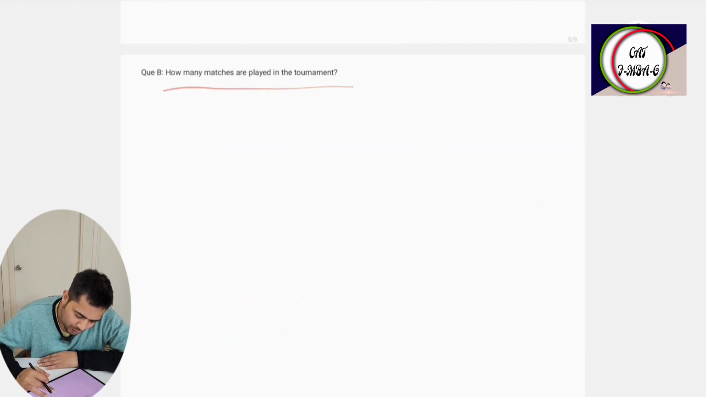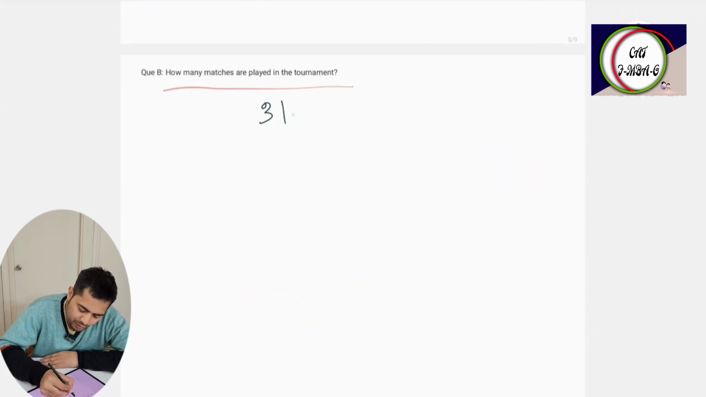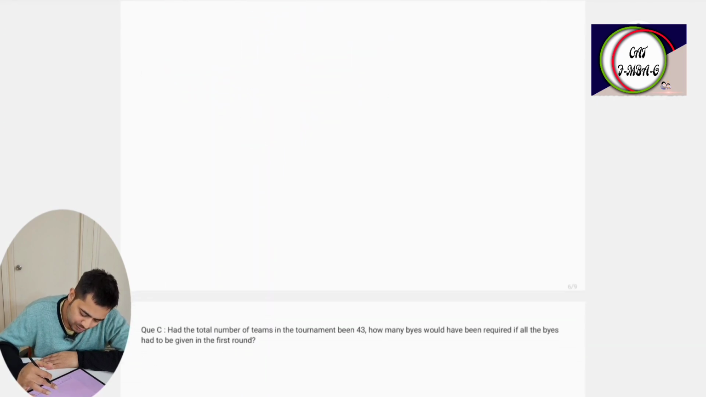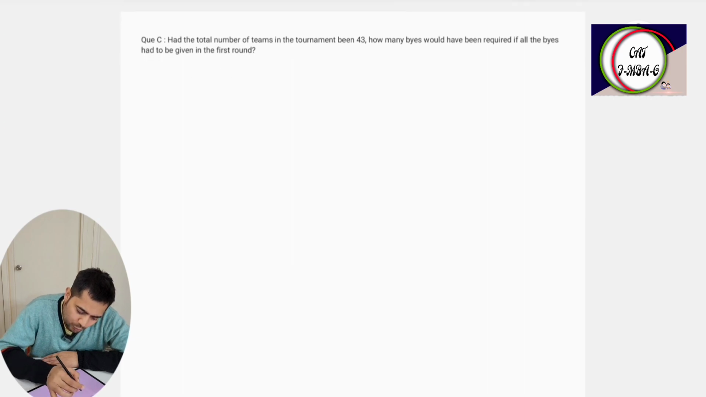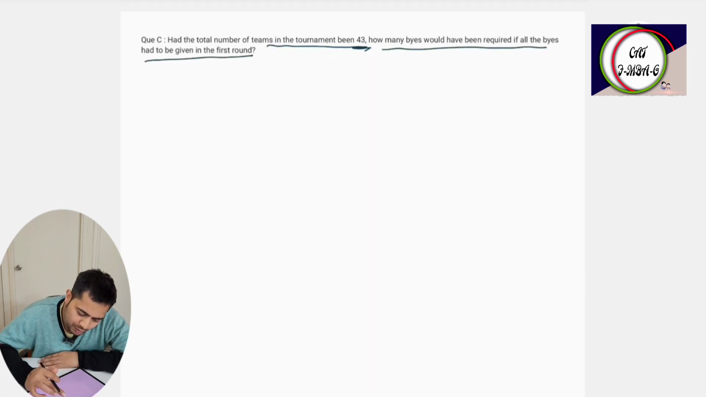Okay. How many matches are played in the tournament? 31 matches. Let's see the third question. Had the total number of teams in the tournament been 43, how many byes would have been required if all the byes had to be given in the first round?